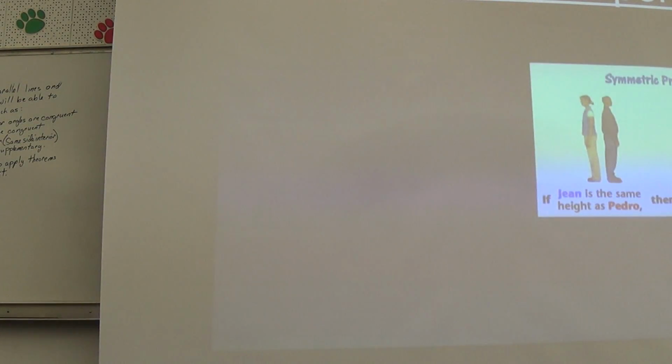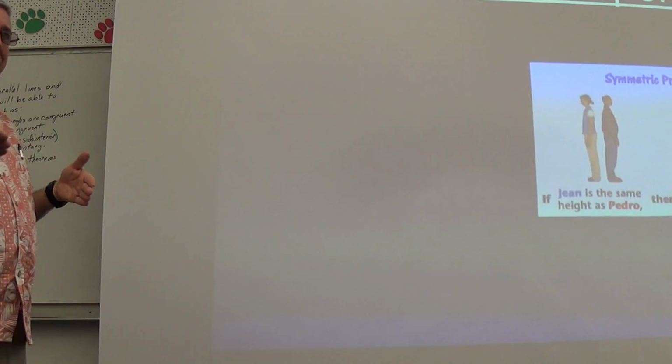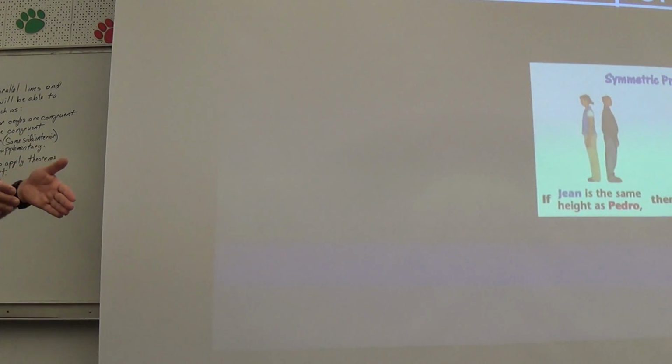Then we have what we call the symmetric property. Gene is the same height as Pedro, and if Gene is the same height as Pedro, then Pedro is the same height as Gene. Okay? So another way to say that would be if 5 plus 3 equals 8, then 8 equals 5 plus 3. Right? You're saying the same thing, only you're just saying it in reverse order. Symmetric property. 5 plus 3 equals 8. And 8 equals 5 plus 3.